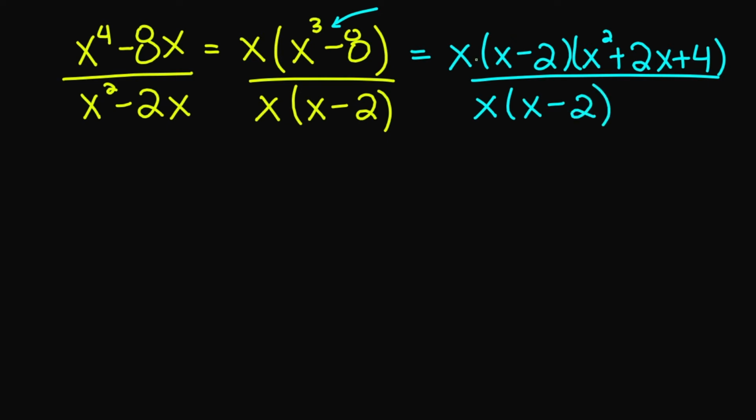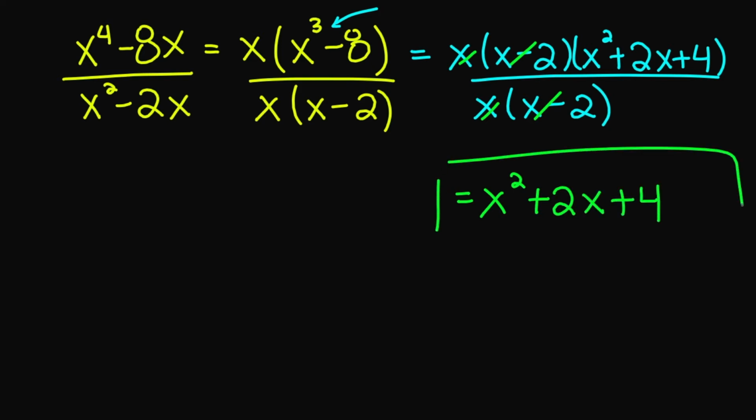So I can go ahead and cancel. I can cancel an x. I can also cancel my x minus 2, and I'll be left with x squared plus 2x plus 4. So this is your final answer.